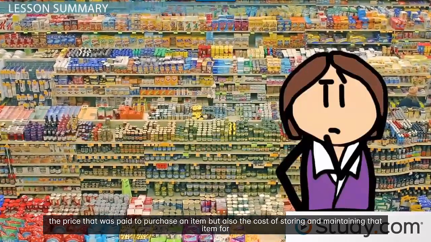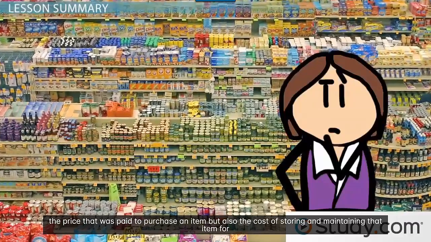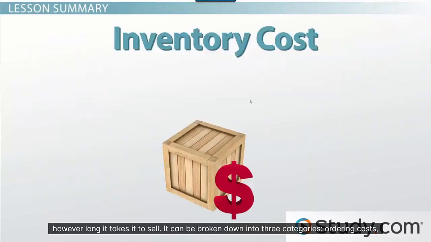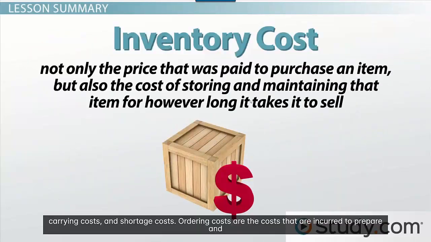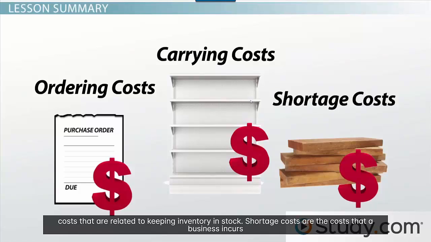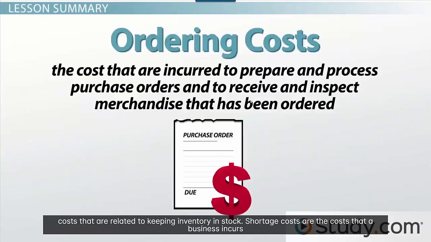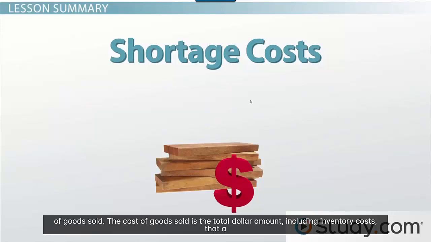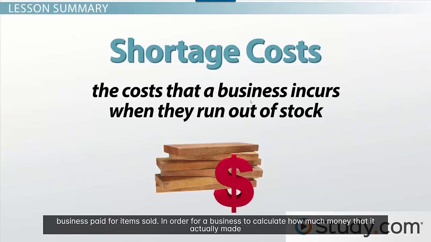When I go shopping, I never think about all the little pieces that make up the price of the items that I buy. It's amazing to realize just how much is involved in the cost of inventory. Inventory cost is not only the price that was paid to purchase an item, but also the cost of storing and maintaining that item for however long it takes to sell. It can be broken down into 3 categories: ordering costs, carrying costs, and shortage costs. Ordering costs are the costs that are incurred to prepare and process purchase orders and to receive and inspect merchandise that has been ordered. Carrying costs are the costs that are related to keeping inventory in stock. Shortage costs are the costs that a business incurs when they run out of stock.